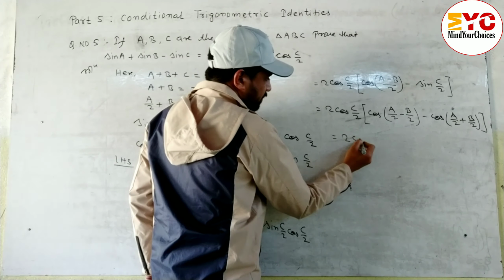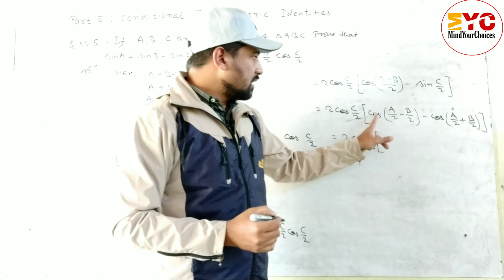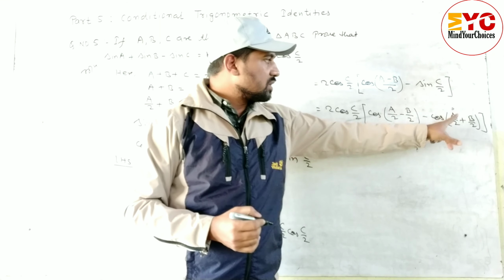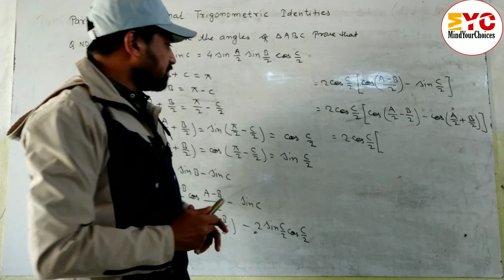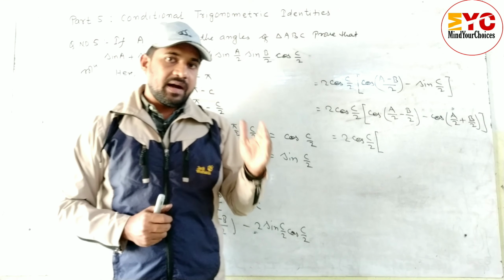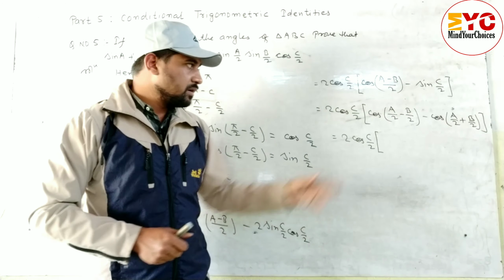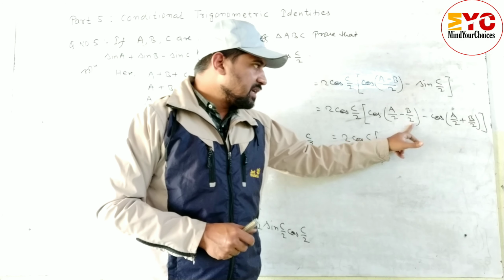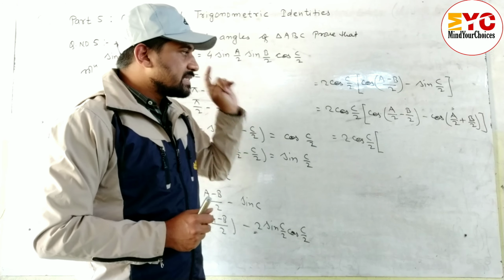Now look at this one, cos C by 2. This is in the form cos A minus B minus cos A plus B. What is the formula of cos A minus B minus cos A plus B? The formula is 2 sine A sine B. While starting part 4 short questions, I already provided this formula. If you don't know, you can watch there.